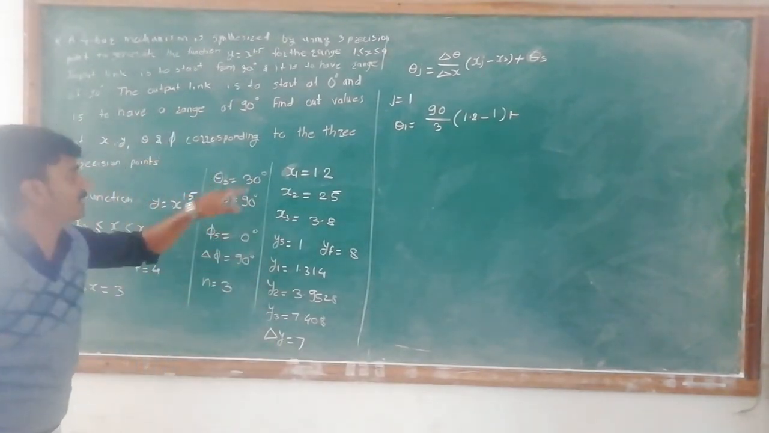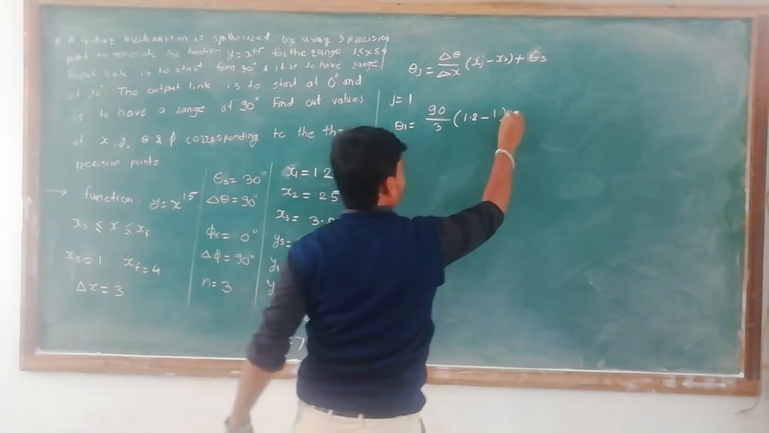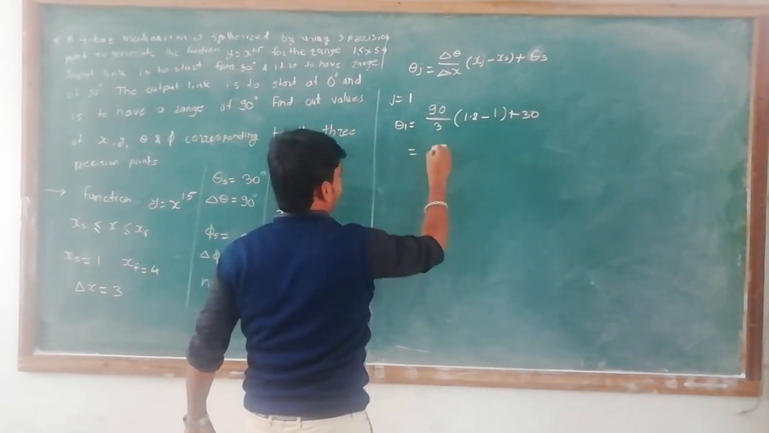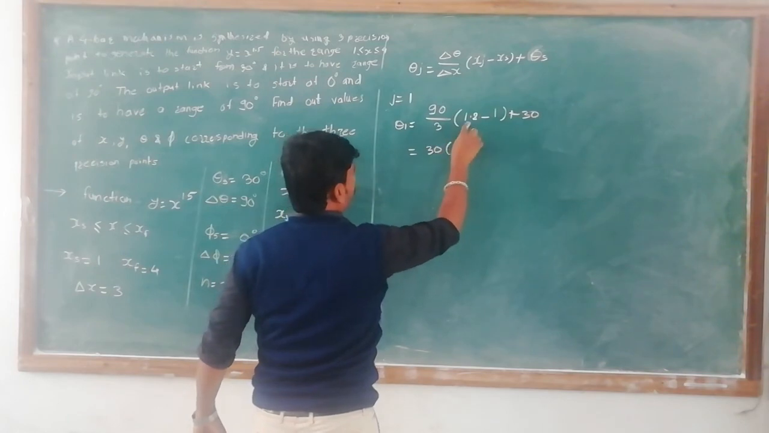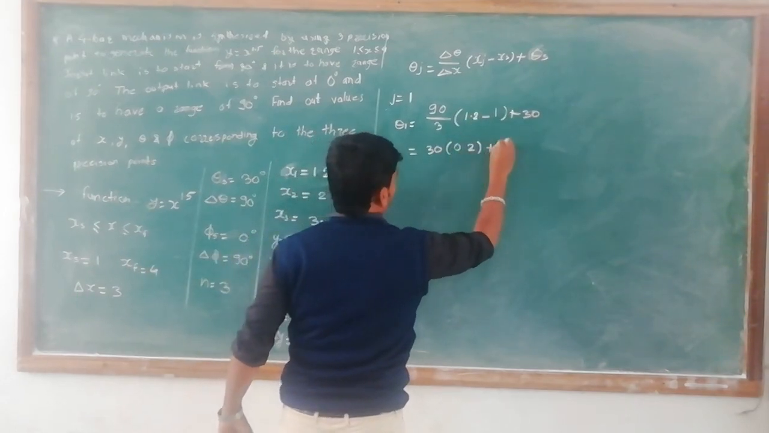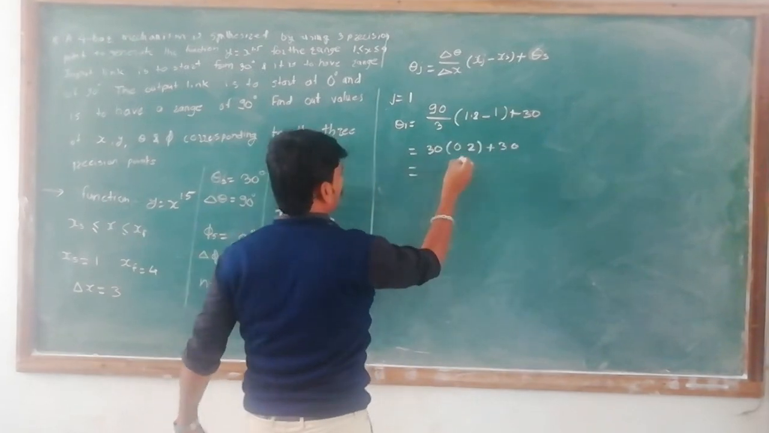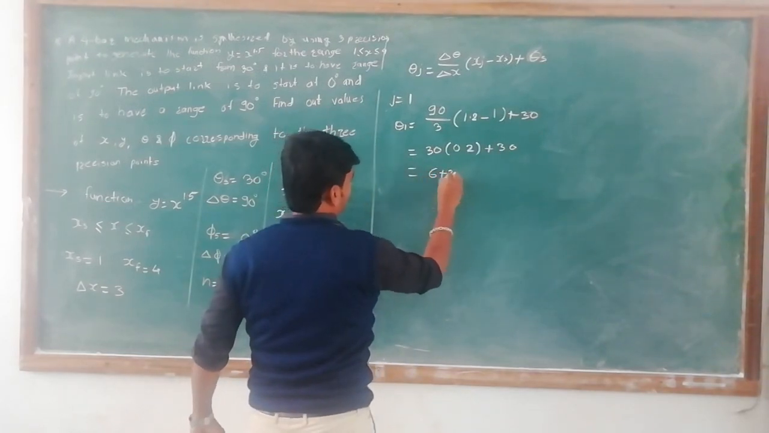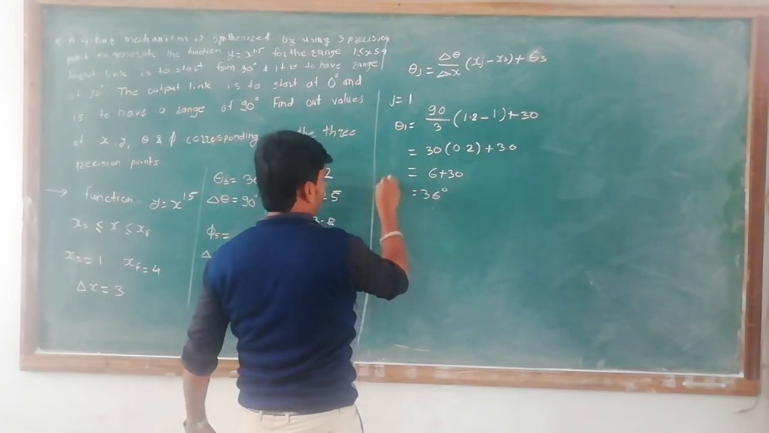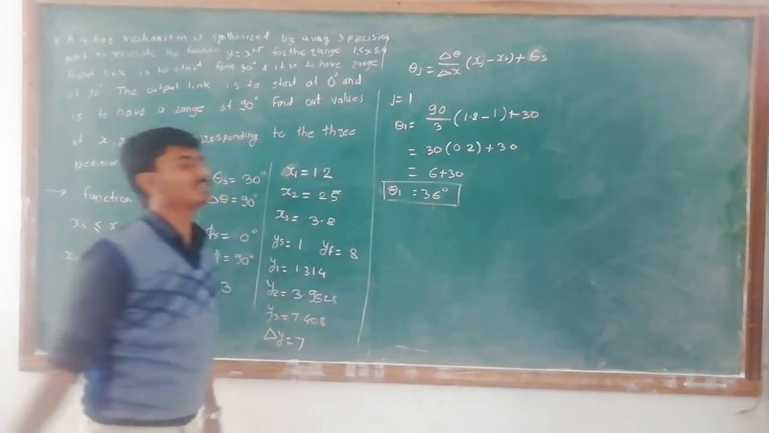Theta starting is 30 degrees. So 90 divided by 30 is equal to 30 into (1.2 minus 1), that is equal to 0.2 times 30, so it is 6 plus 30, that is equal to 36 degrees. Theta 1 is equal to 36 degrees.